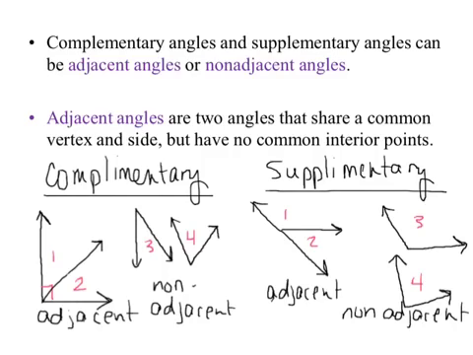Two non-adjacent complementary angles, I have 3 and 4. They do not share a vertex, they do not share a common side, they are non-adjacent. But if I added the measurements up, it would be 90 degrees.